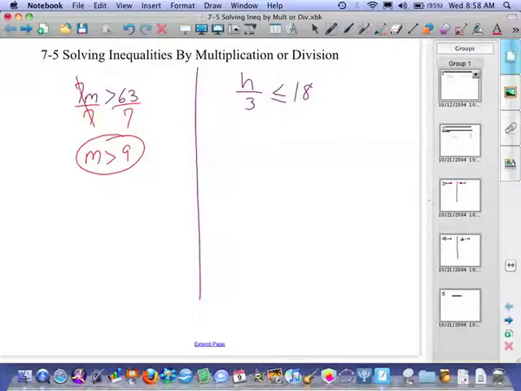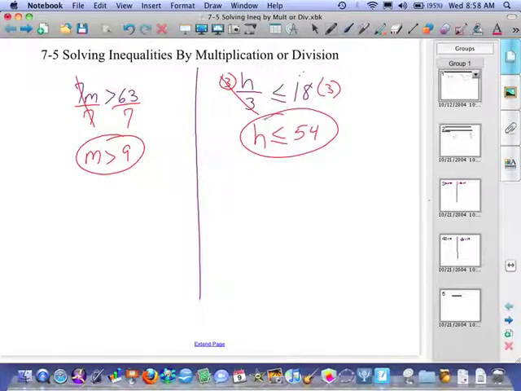The other example we have on this slide is h divided by 3 is less than or equal to 18. This is a division equation, so we solve by multiplying both sides by 3. On the left, the 3s cancel each other out. Ooh, and there's the mistake that most people commonly make, switching the symbol. So h is going to be less than or equal to 54. So that's how you solve an inequality with multiplication or division. Those are the easy problems.